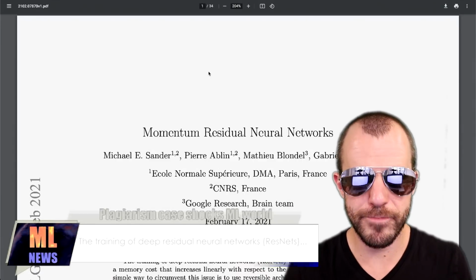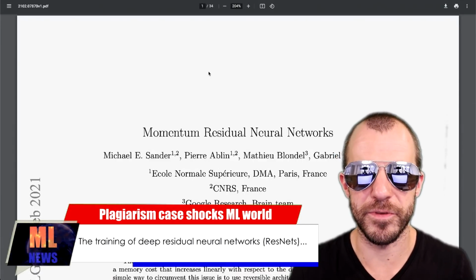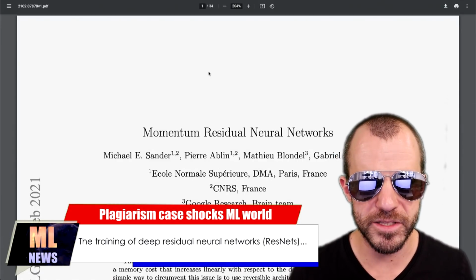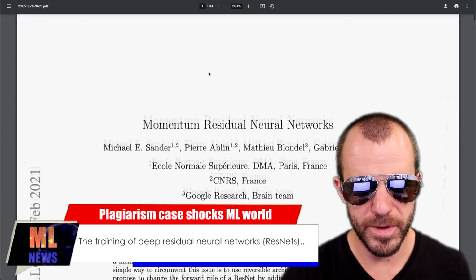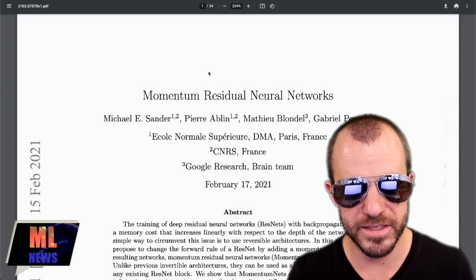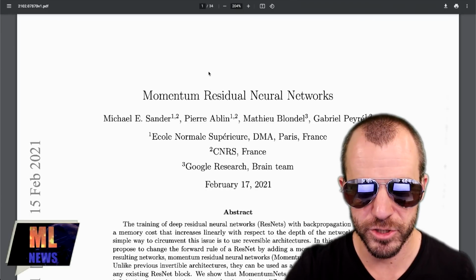So here is paper A, the first paper, the quote-unquote original paper, called Momentum Residual Neural Networks. It's by a bunch of researchers of ENS, CNRS, and Google Research. The basic idea is to bring some form of momentum to a residual neural network. Since a ResNet resembles somewhat of an iterative process, the idea of momentum seems to be applicable here. The question is how exactly you do that.